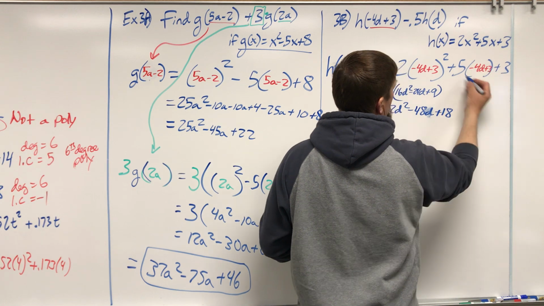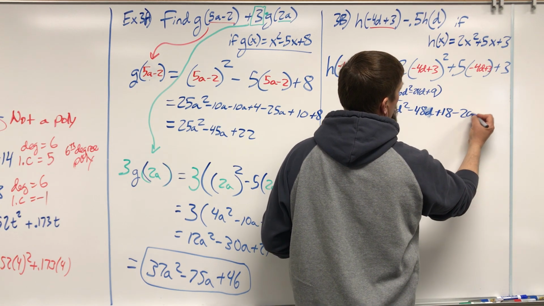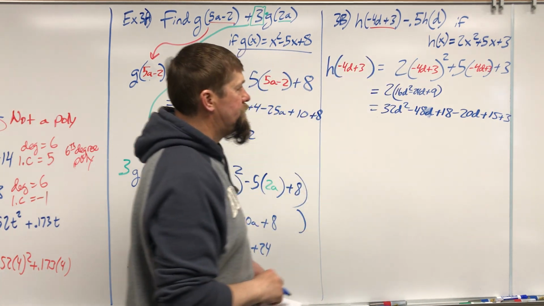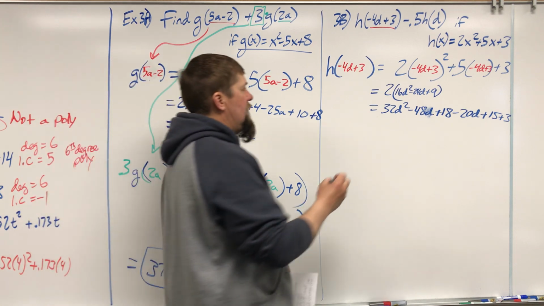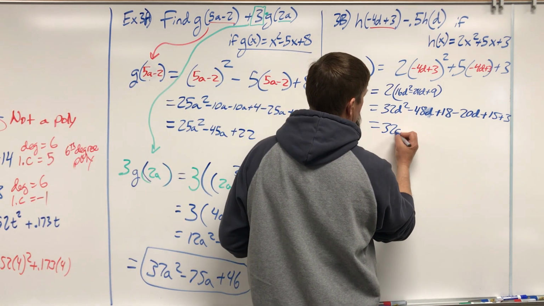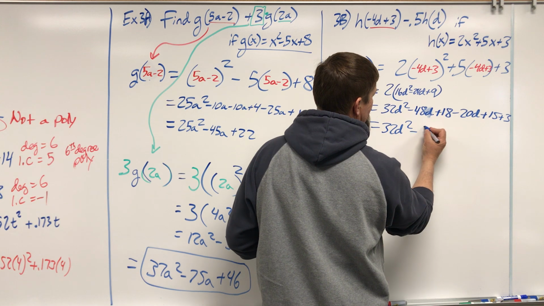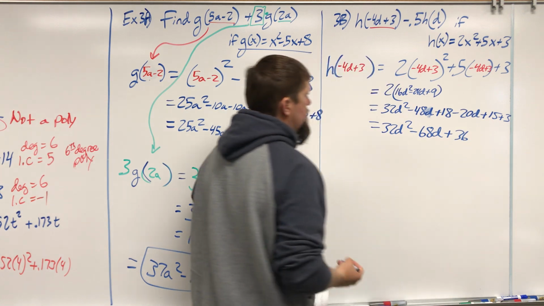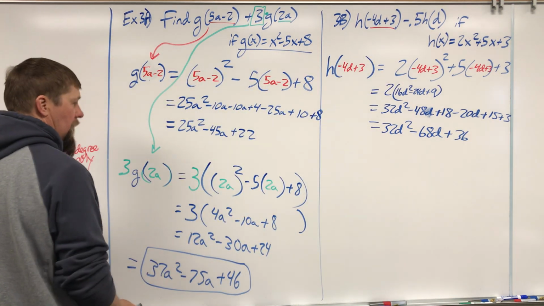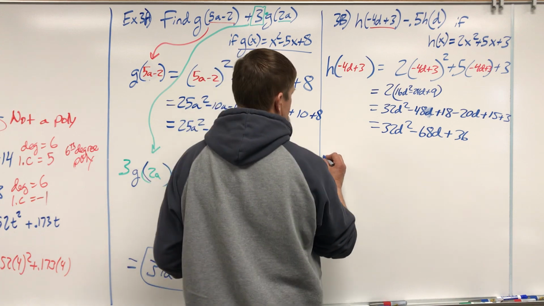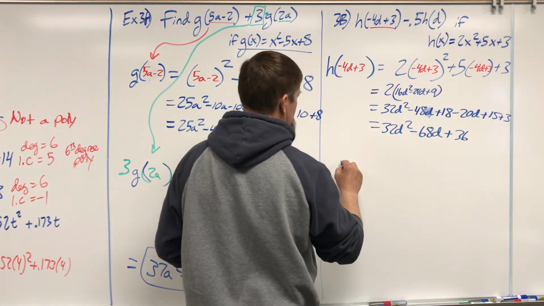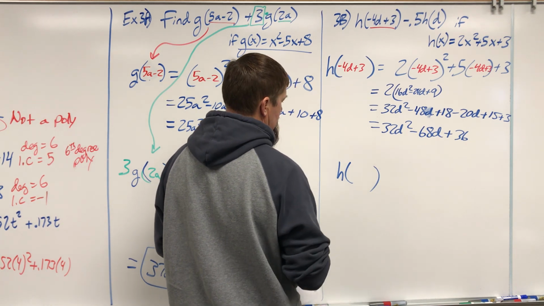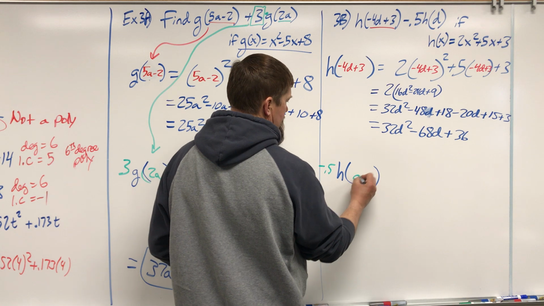I'm going to go ahead and multiply this times 5, which is negative 20d plus 15, and then plus the 3 at the end. Now I'm just going to add like terms. I get 32d squared minus 68d plus 36. Okay, so that was the first part. The second part is negative 0.5 times h of d. So you're just plugging d in. So you got negative 0.5 times h of d.